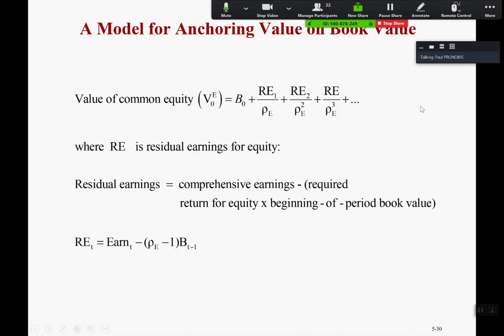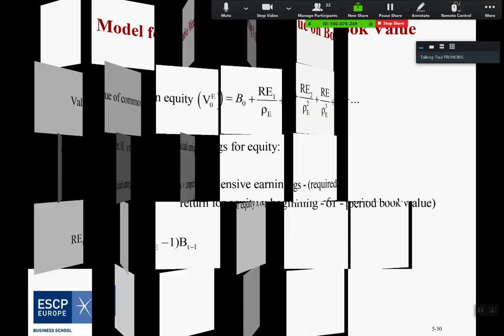As you move from year to year, you should know that the beginning of the period book value will change. First of all, it will increase by the earnings that the company has generated, and it will decrease by the dividends that the company has paid out. So this is how you can calculate the book value from year to year.